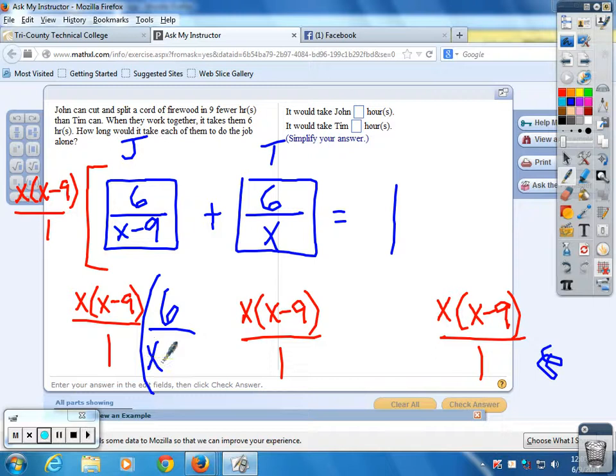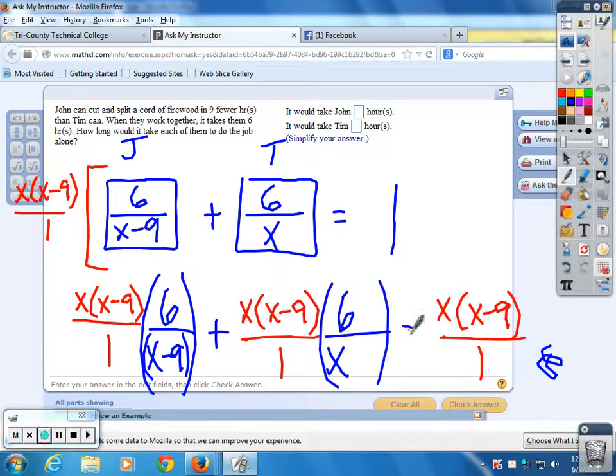6 over X minus 9 plus 6 over X equals 1. And what happens to the X minus 9s? You're left with 6X. Where'd the extra X come from? Oh, but what did you just do to the X minus 9? That's different. This is not the same as that. You have the same base and different exponents. This is base of x. This is x minus 9. This is not the same as this.